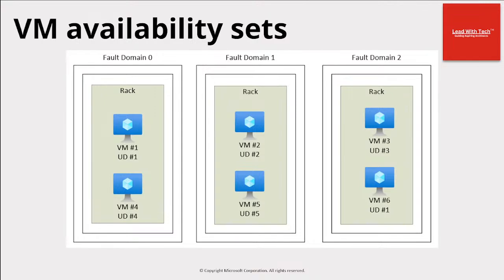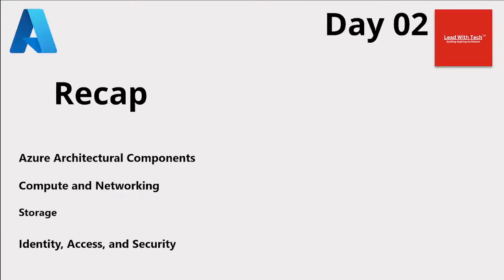So we configure these fault domains in a virtual machine to ensure there is a backup VM available, so requests are sent to the backup VM when the main VM is down.